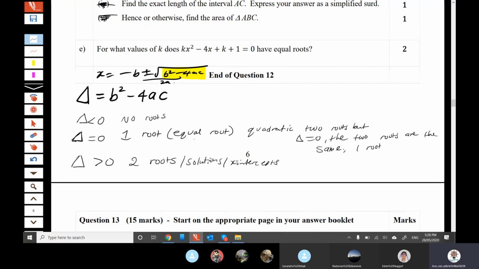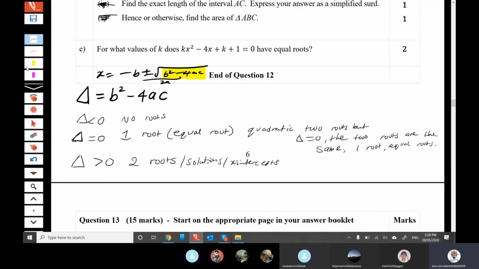And that means those 2 roots are equal. They're equal roots. 1 root, those 2 roots are just equal. They're equal to the 1 root. Does that make sense? Yes. So root is also the same as equal roots.